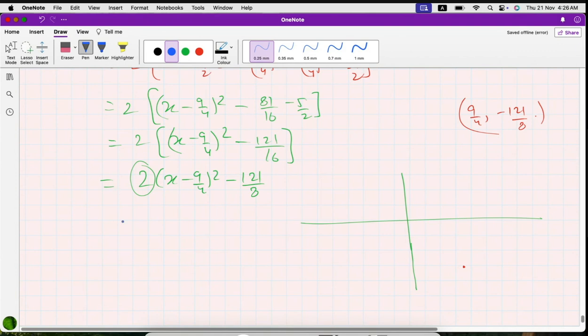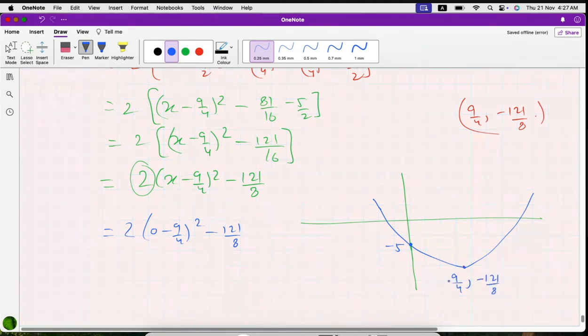I need to see when x is 0, what is y. So this is 2 into 9 divided by 4 squared minus 121 divided by 8. So when x is 0, y is minus 5. So basically it cuts at the negative y-axis. This point is minus 5. At this point is 9 by 4 comma negative 121 by 8.